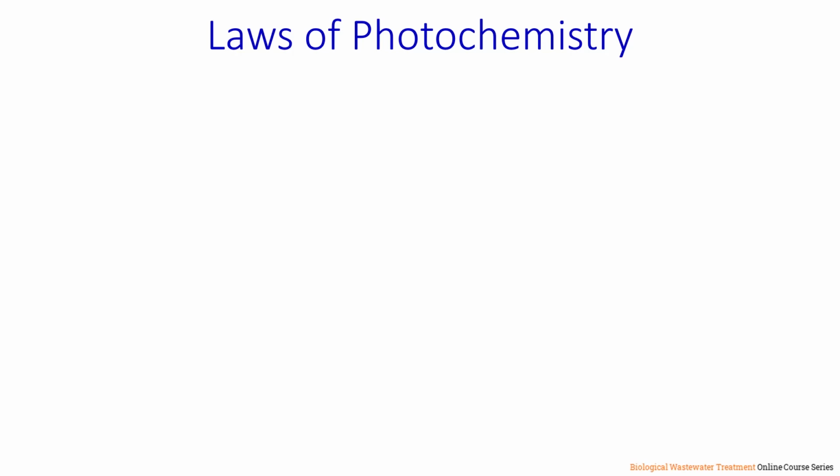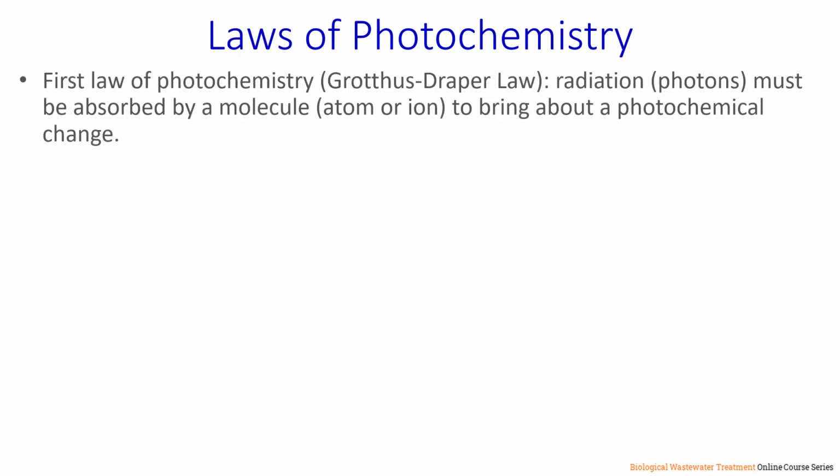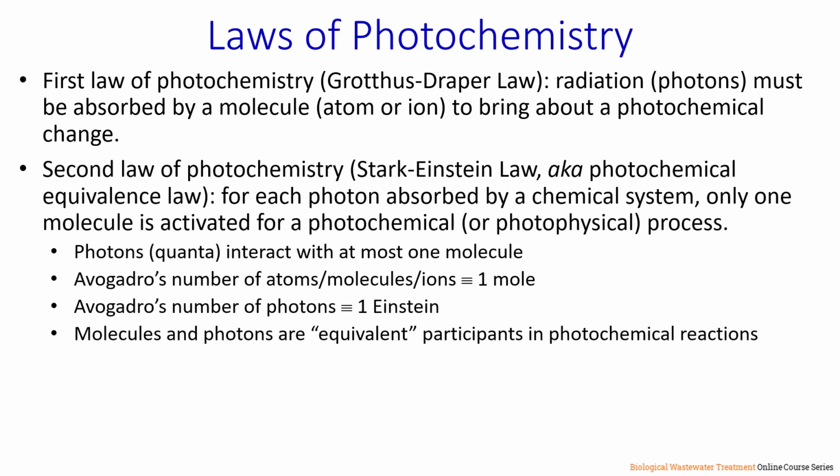These relationships were developed by a group of iconic scientists, and these laws were developed in the 1800s and the early 1900s, so they're very well established. The first law of photochemistry, also known as the Grotthuss-Draper law, states that radiation, or photons, must be absorbed by a molecule to bring about a photochemical change. The second law of photochemistry, known as the Stark-Einstein law or the photochemical equivalence law, states that for each photon absorbed by a chemical system, only one molecule is activated for a photochemical, or for that matter, for a photophysical process. What does this imply?